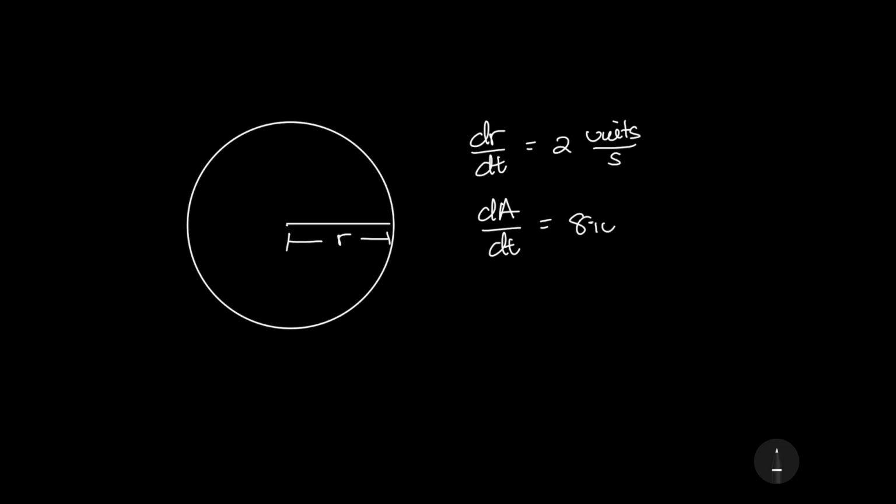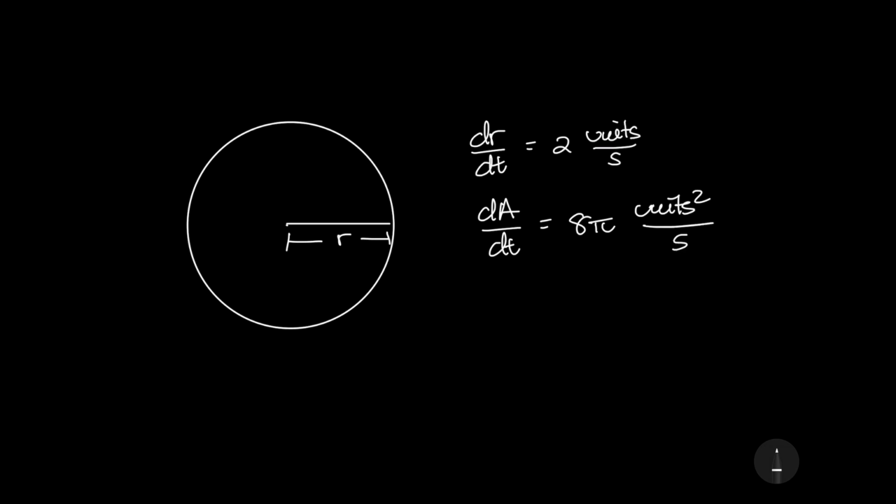Okay, let's say the radius of the circle, dr/dt, is equal to 2 units per second. All right? The radius of the circle is increasing at 2 units per second. And let's say that at a specific instant in time, the area of the circle is increasing at, I don't know, let's say 8 pi units squared per second.